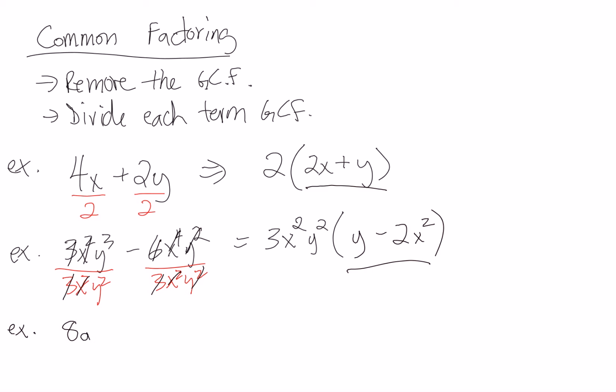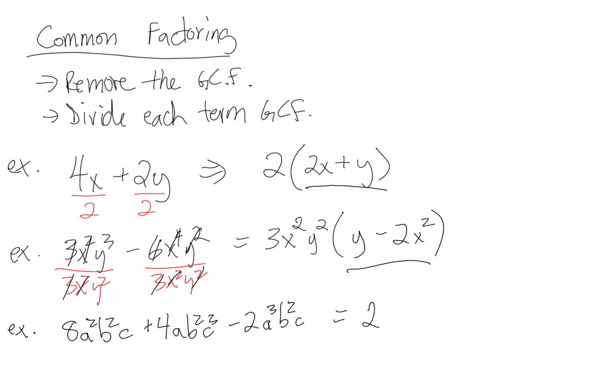Okay, let's do one more. So let's suppose I have 8a squared b squared c plus 4ab squared c cubed minus 2a cubed b squared c. Okay, so it doesn't matter if we have one term, two terms, three terms, you do it the same way. So our greatest common factor between 8, 4, and 2 will be 2.